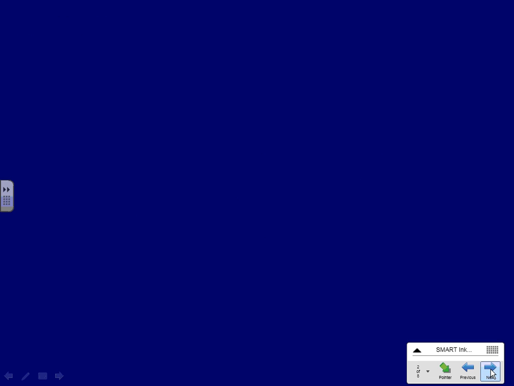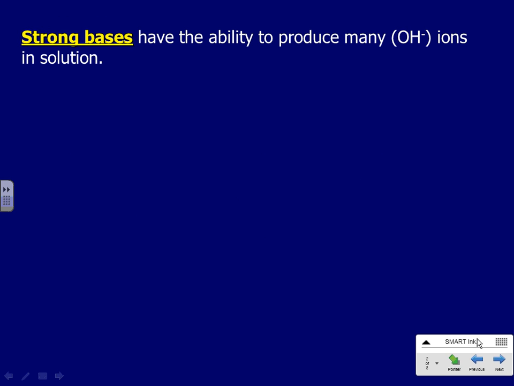We're going to start by talking about strengths of bases, just because they're a little simpler to discuss than acids. They're not nearly as complex of a calculation.